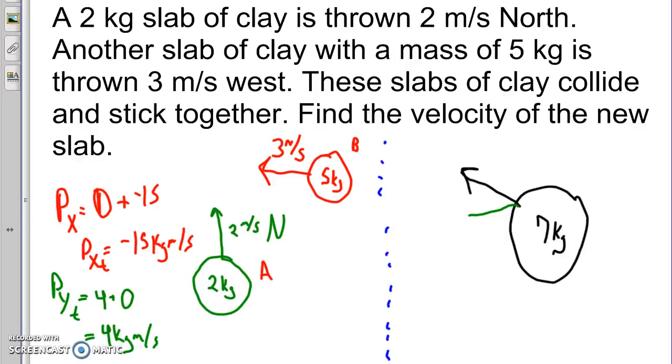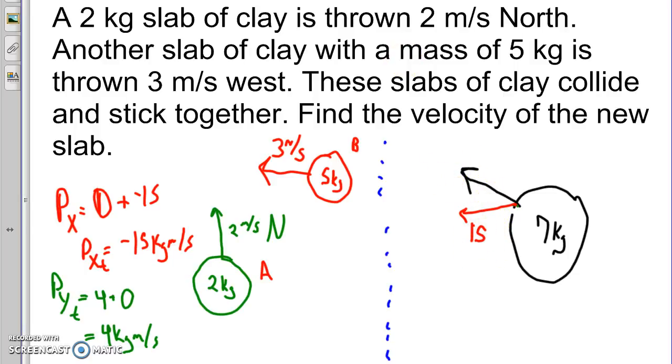I want to draw that in red, just to keep my color straight. This thing has an x momentum of 15, or negative 15. I'm just going to write 15 here. I know that it's negative because it's going to the left, but it's kind of weird to put distances in negative, even though they technically are. So I'm just going to put that there, 15.